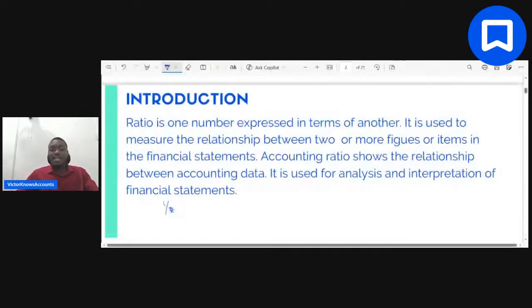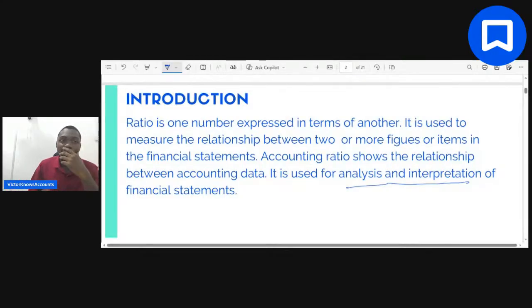So that's why ratio is actually the major tool. It is used for analysis and interpretation of financial statements. So it's the major tool used for what? To analyze financial statements, to understand financial statements. You see, it is easy for you to understand things. Okay, let me give you an example on the uses of ratios.